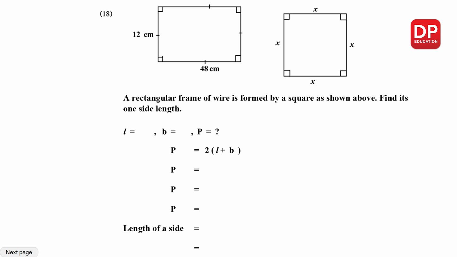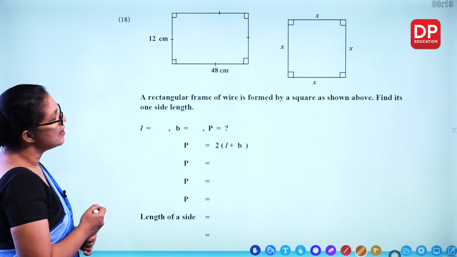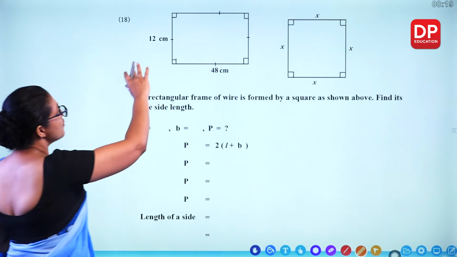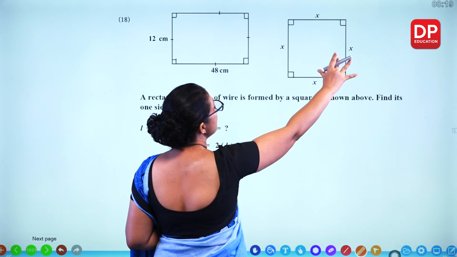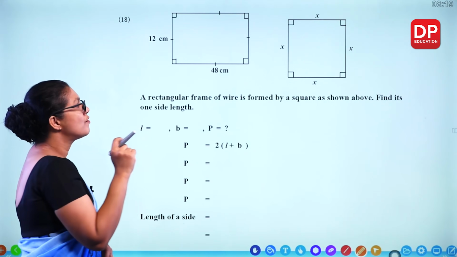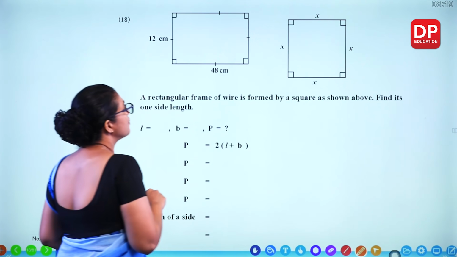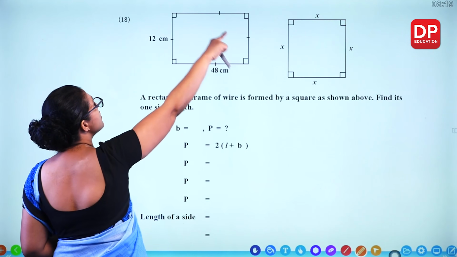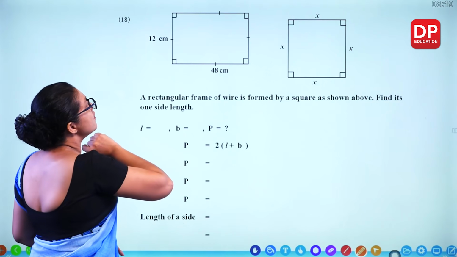This question: a rectangular frame of wire is formed into a square as shown above. Find its one side length. So the rectangular frame, this one, you can create a square from this. You are asked to find out the length of one side of this square. So x is the length. Now we need to find the perimeter, because this is a wire around this rectangle. So what's the perimeter of the rectangle?